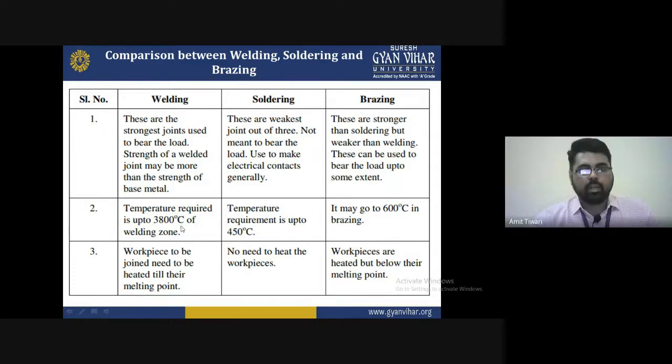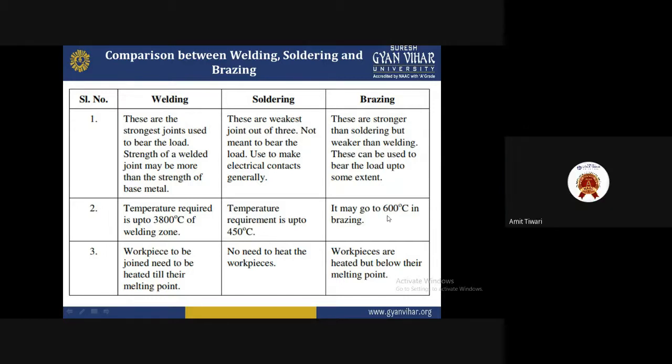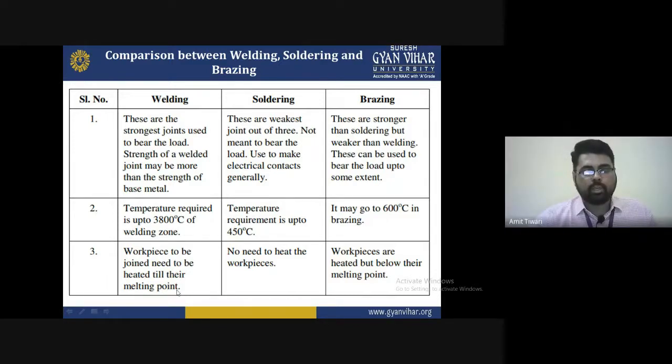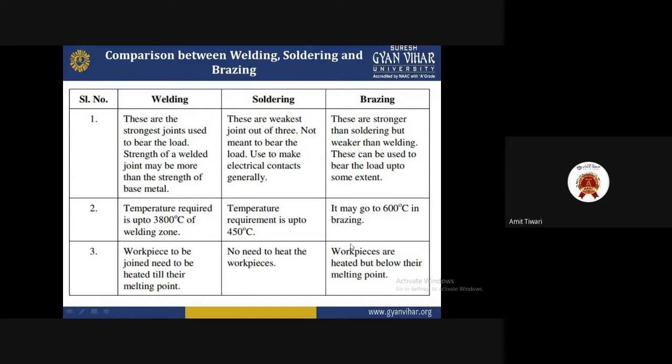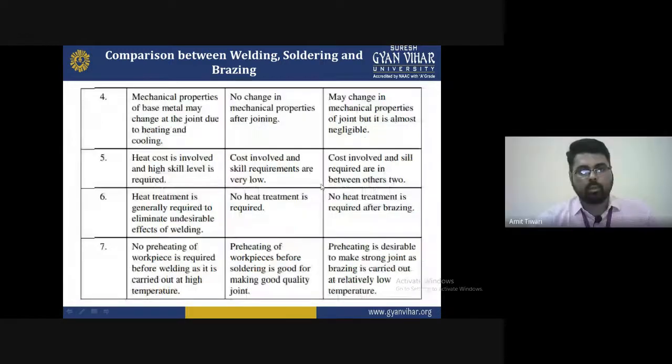The temperature of welding is around 3,800 degrees Celsius, the temperature of soldering is up to 450 degrees, and in the case of brazing it is around 600 degrees. The third point: in welding, the workpiece to be joined needs to be heated till its melting point. In soldering there is no need to heat the workpiece to melting, and in brazing the workpieces are heated, but to a low melting point.